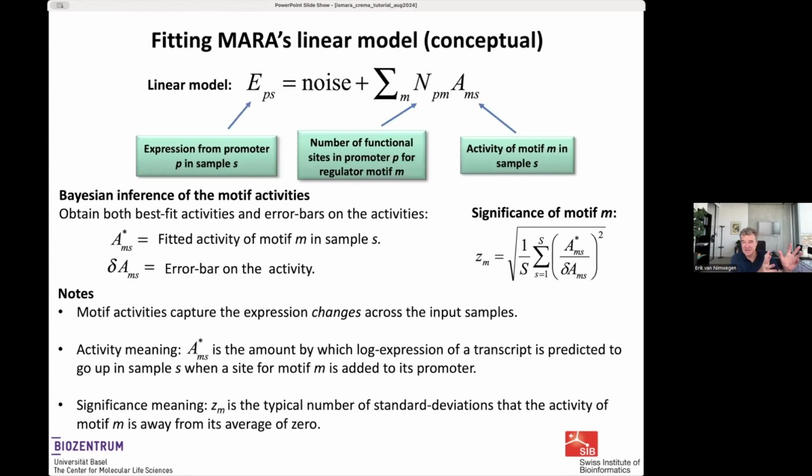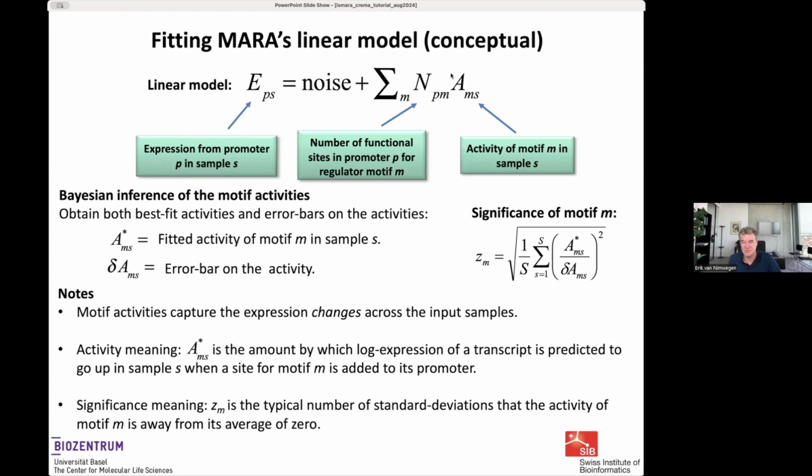So that's the technical explanation for more technical people. For less technical people, the more conceptual explanation is that we've measured the expression level of each promoter in each sample, right? So this is log expression actually. And we have predicted for each promoter how many binding sites there are for each motif. So this is measured, this is predicted theoretically, and then finally there are these unknown numbers, which is saying how active is each motif M in each sample S. So A_MS is the activity of motif M in sample S, and then we're trying to find these motif activities.